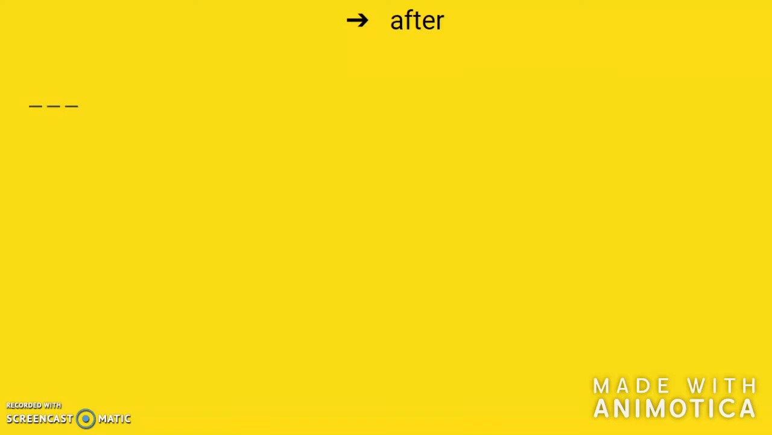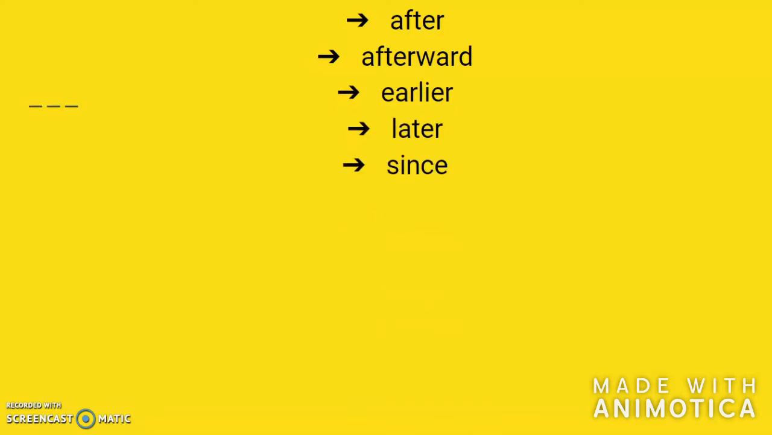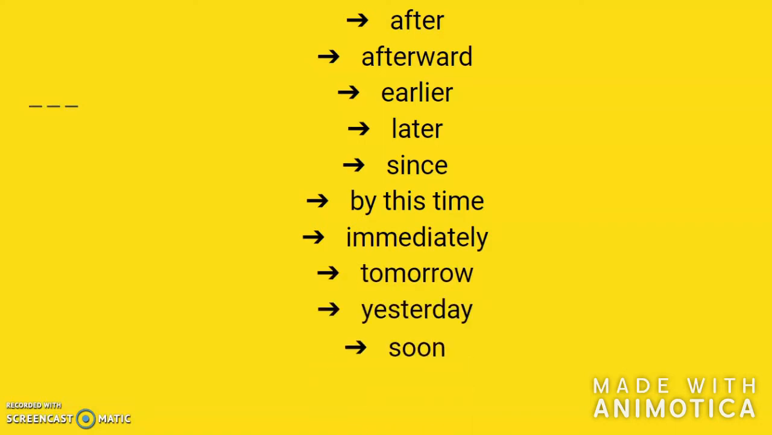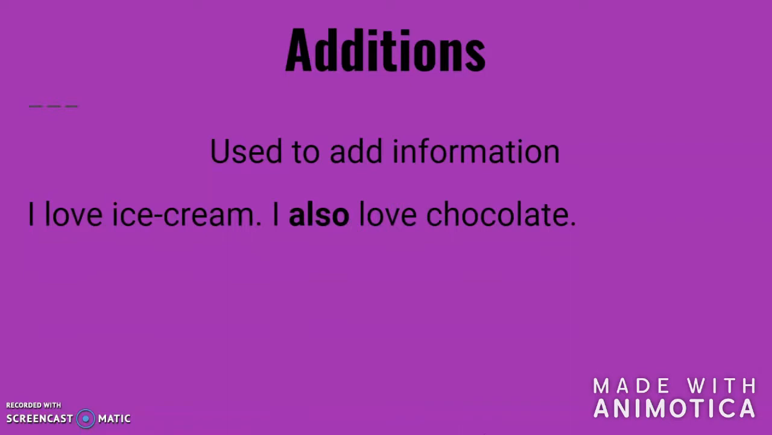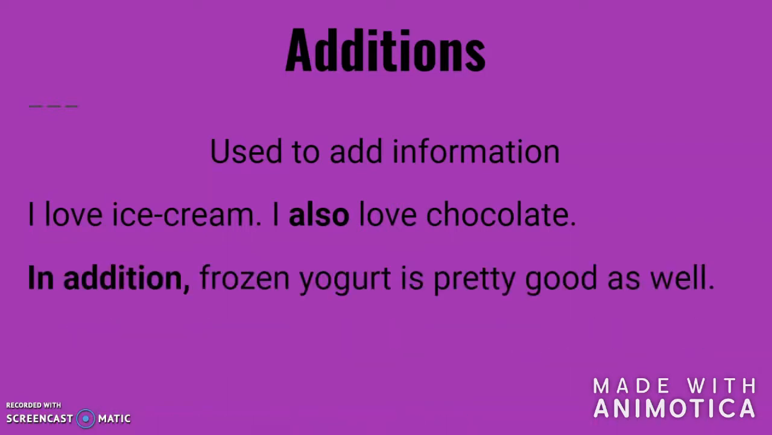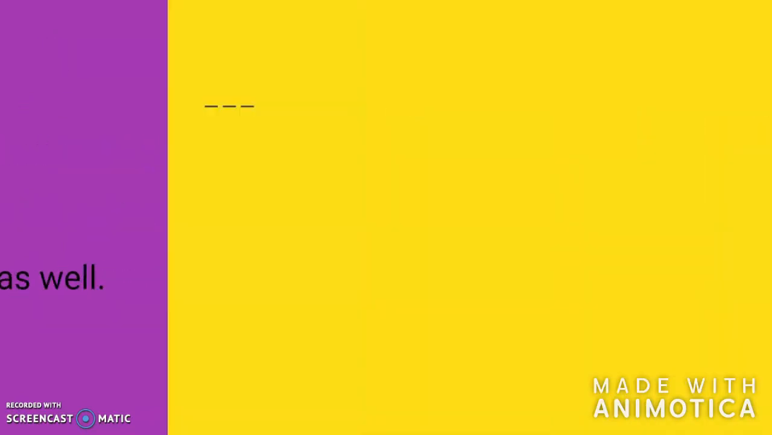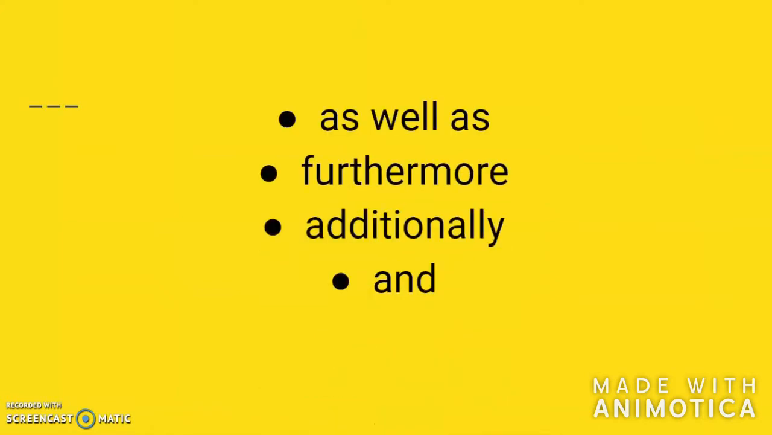Some words that we can use are after, afterward, earlier, later, since, by this time, immediately, tomorrow, yesterday, soon, during, and next. Then we have additions. They are used to add information. For example, I love ice cream. I also love chocolate. In addition, frozen yogurt is pretty good as well. We have this, as well as, furthermore, additionally, and.